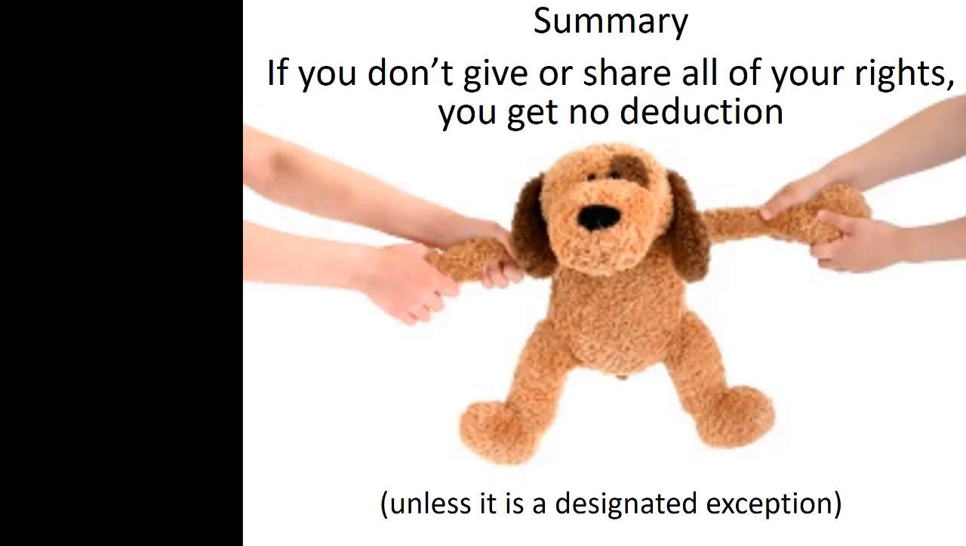The bottom line result is that donors will get no deduction if they keep any type of rights that are different from the type of rights given to the charity. In other words, the donor must give or share all of his rights, or there is no deduction. The specific exceptions to this general rule, for example, charitable remainder trusts, charitable lead trusts, pooled income funds, remainder interest with retained life estates in homes or farmland, and qualified conservation easements, will be addressed in other lectures.